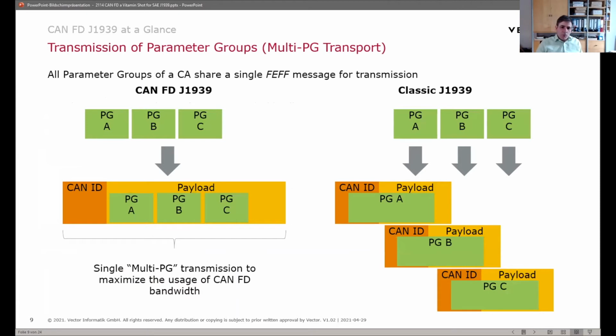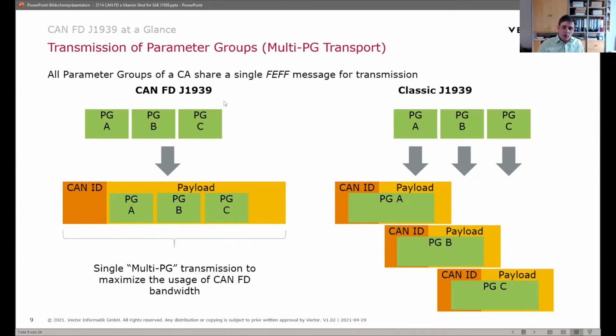And to do so, this is called the multi-PG transport. It's not a transport protocol because everything fits into one single CAN frame. So in the classic world, again, I don't want to stress this too much, you have the parameter groups, and all of those parameter groups go into separate CAN frames coming along with a unique CAN ID and then a payload. And the parameter group is somehow spread over the CAN identifier as well as the payload.